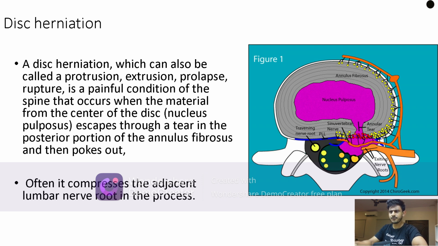herniations. So, disc herniation is something that occurs when there's a tear in the annulus fibrosus of the disc, and the pulpy material called the nucleus pulposus inside herniates through the annulus fibrosus and can compress on the nerve roots, resulting in sciatica and radicular pain and stuff.